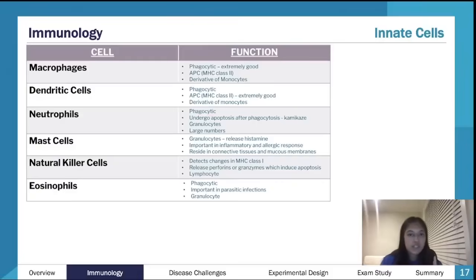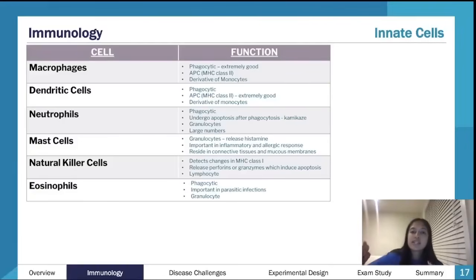It's not checking, is this chickenpox? Is this COVID? Is this salmonella? It doesn't care what it is. It just goes around from house to house, and anybody that has their window closed, as in any cell that doesn't have an MHC class 1, they will release these perforins and granzymes, and that will induce apoptosis, so cell death, and that will kill the cell ultimately.